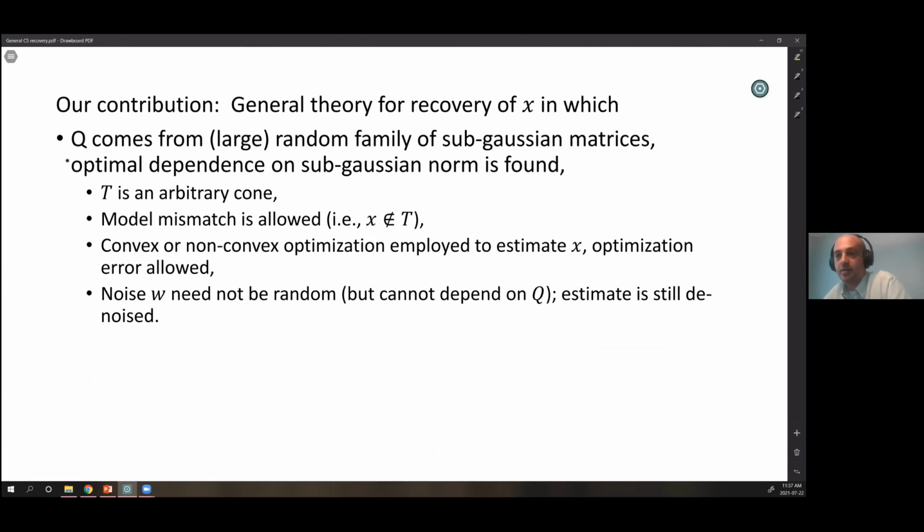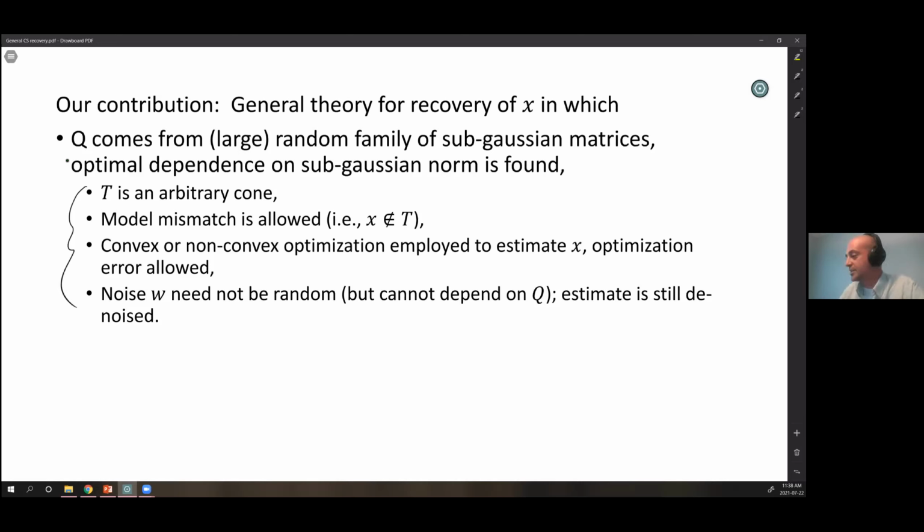Okay, so first I'll summarize our contribution. We're going to give a general theory for recovery of X. We're going to allow Q to come from a large random family of sub-Gaussian matrices, except we're going to take a step away from the typical assumption of independent rows. We're also going to allow the singular values of our random matrices to be far from uniform. And we'll get the optimal dependence on the sub-Gaussian norm. We'll also allow T to be an arbitrary cone, and model mismatch to be allowed. So X doesn't exactly follow the structure, but it's close.